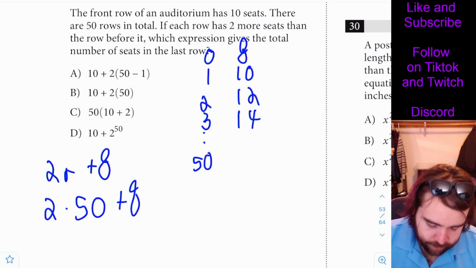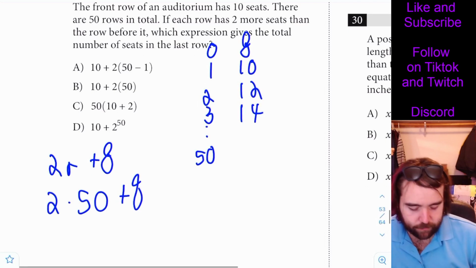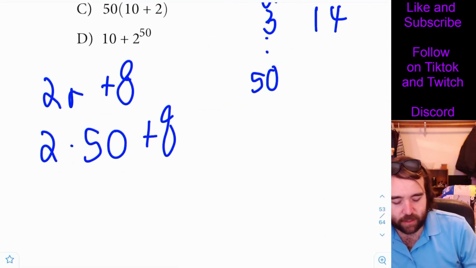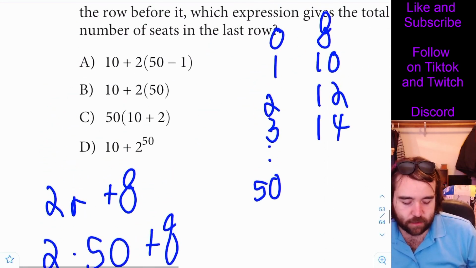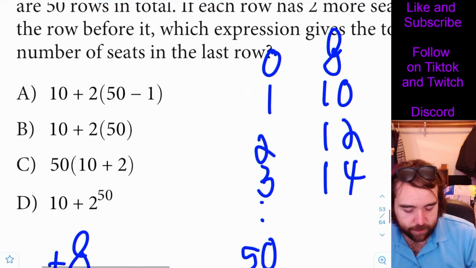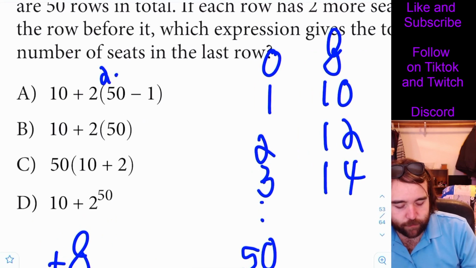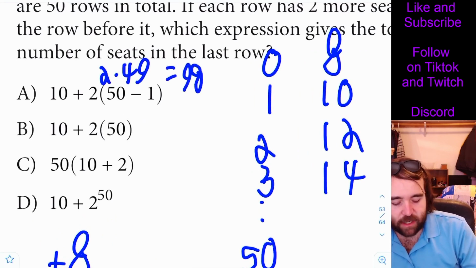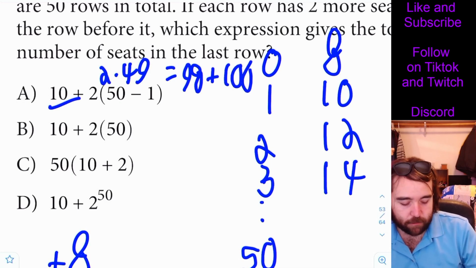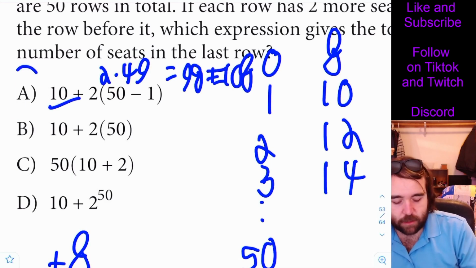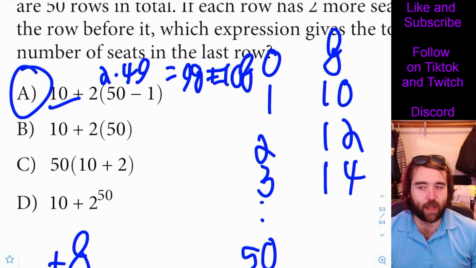Yeah, see, they hit up the 50 minus 1, it looks like. But so if we combine these, 2 times 50 is 100, plus 8 is 108. So we could definitely say that if we're looking to get 108 up here. So I think if we did 2 times 49, that is 98, and then we add 10 to it, that is 108. Equals 108. So since that expression equals 108, that's got to be the right answer.